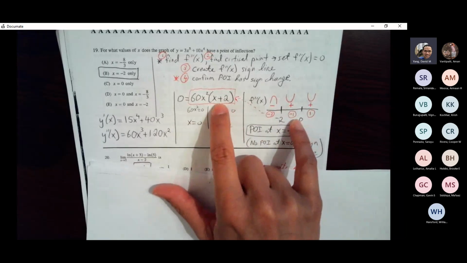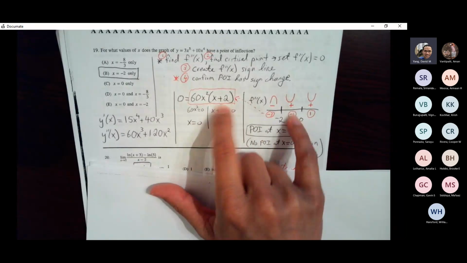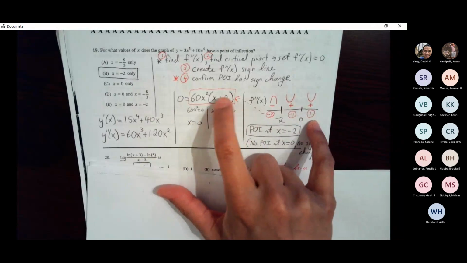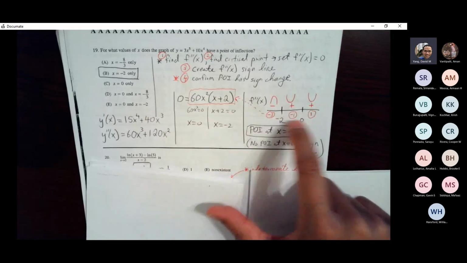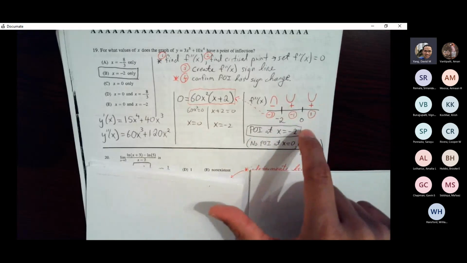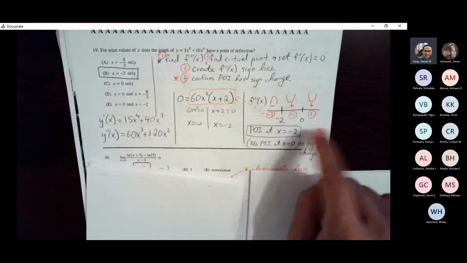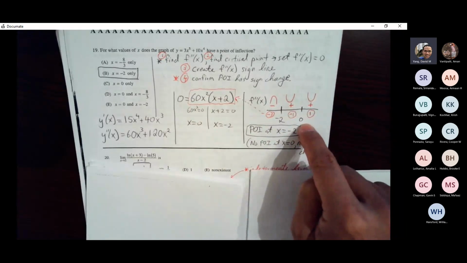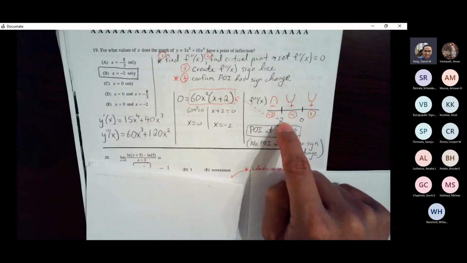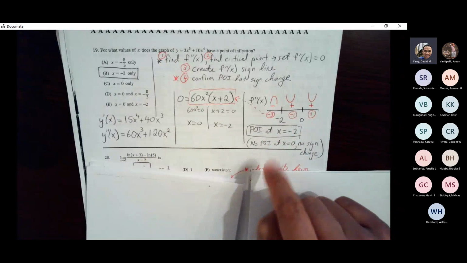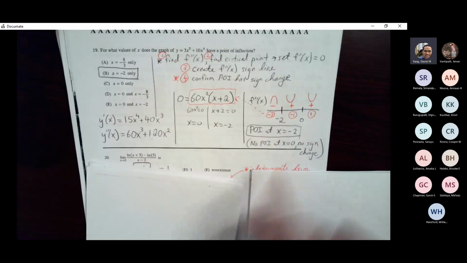Insert -1 in for x. -1 plus 2 is positive, so concave up. Insert 1 in for x. 1 plus 2 is positive, which is concave up. So just because we have critical points at -2 and 0 doesn't guarantee that those are points of inflection. And here we see that 0 is not a point of inflection because there has to be a sign change in order for that critical point to earn that point of inflection status. Okay, no sign change, so no point of inflection.